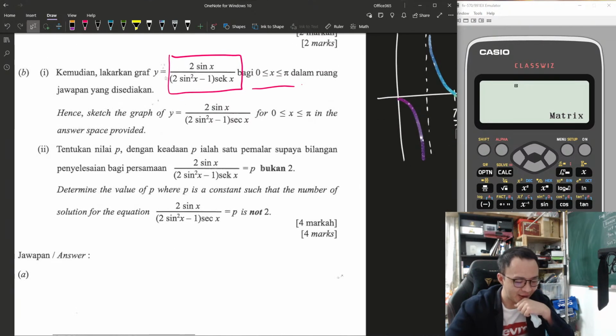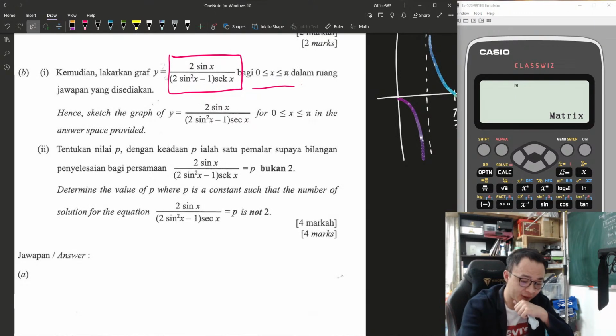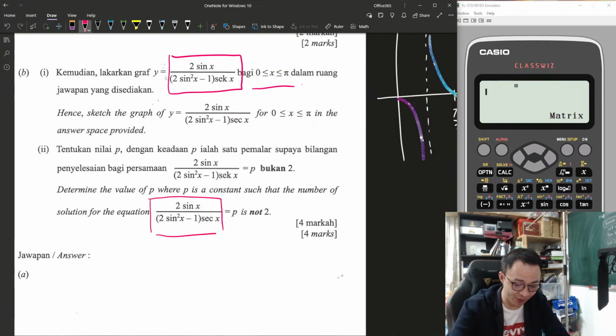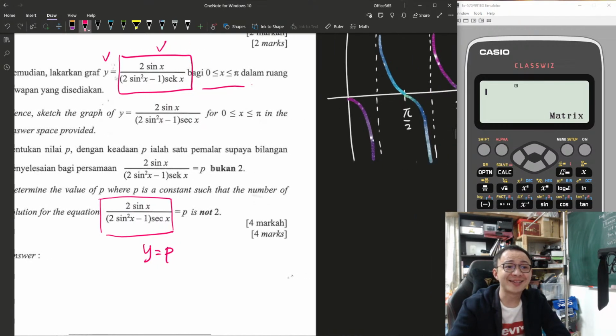Okay, then determine the values of p, where p is a constant such that the number of solutions for the equation... Okay, this thing is the y, isn't it? So you can see this one is the same with this thing and the same with y. So y equals p. Okay, I say many times, y equals p is a horizontal line. This line will be parallel to the x-axis.